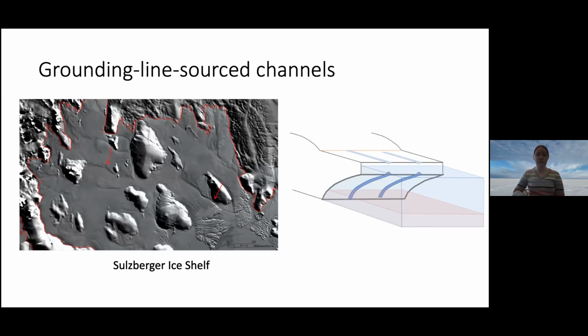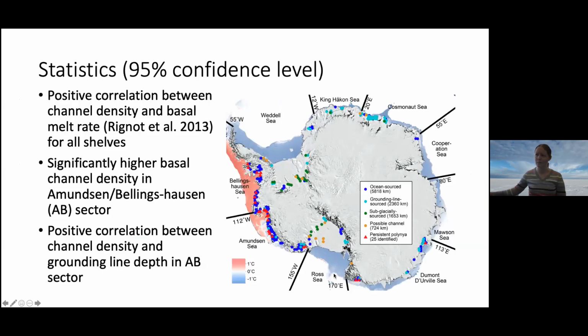In other situations, it might be the same drivers as ocean source channels. It's just that there's a shallower grounding line, and so we tend to see the expression of that channel closer to the grounding line. So there's some end members, and then there's something in between, which there's a lot more interest left to figure out how those form.